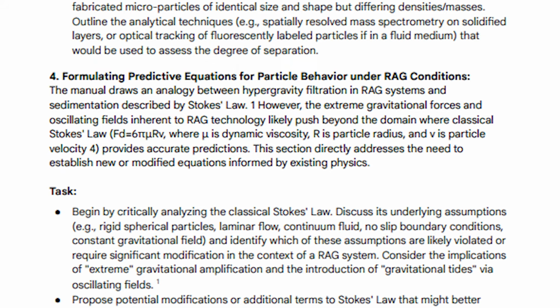This section directly addresses the need to establish new or modified equations informed by existing physics. Task: begin by critically analyzing the classical Stokes' law. Discuss its underlying assumptions, e.g., rigid spherical particles, laminar flow, continuum fluid, no slip boundary conditions, constant gravitational field, and identify which of these assumptions are likely violated or require significant modification in the context of a RAG system.